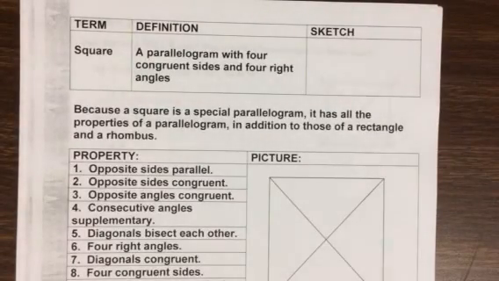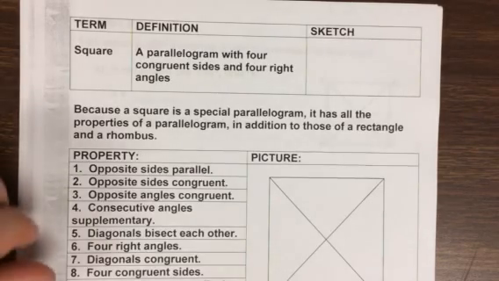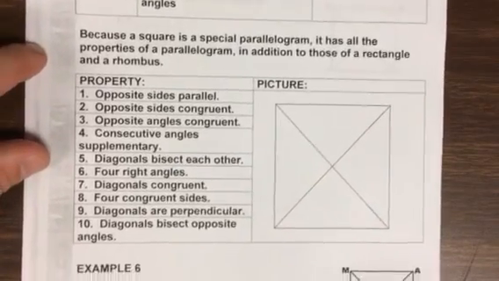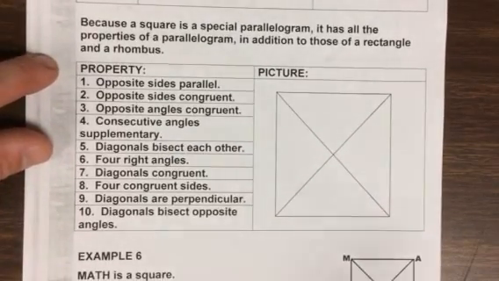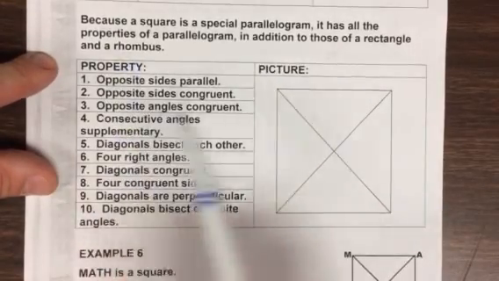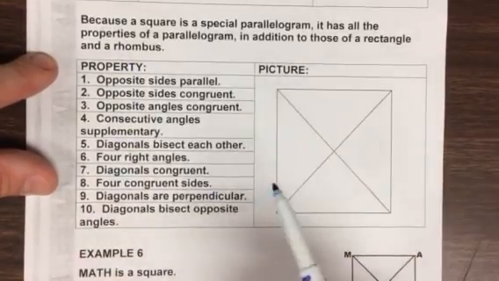We're going to pick up with squares. Squares are parallelograms with 4 congruent sides and 4 right angles. Because a square is a special parallelogram, it has all of the properties of a parallelogram, in addition to those of a rectangle and a rhombus. So, here's where everything comes together.